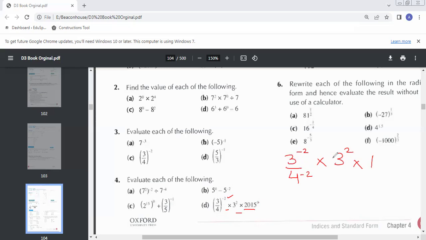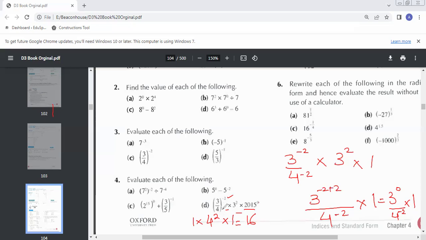Now taking these two bases, if they are the same, I can add their powers. So I will write minus 2 plus 2 over 4 power minus 2 times 1, which is 3 power 0 over 4 square times 1. The next step, I don't have space here, so I'm writing it here. 3 power 0 is 1, so I'm writing 1 times 4 square. Sorry, it was minus 2. So when it comes to the numerator, it is positive square times 1, which is 16. So the final answer is 16.